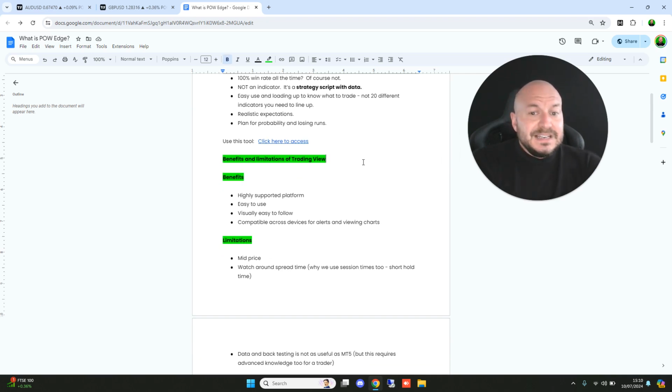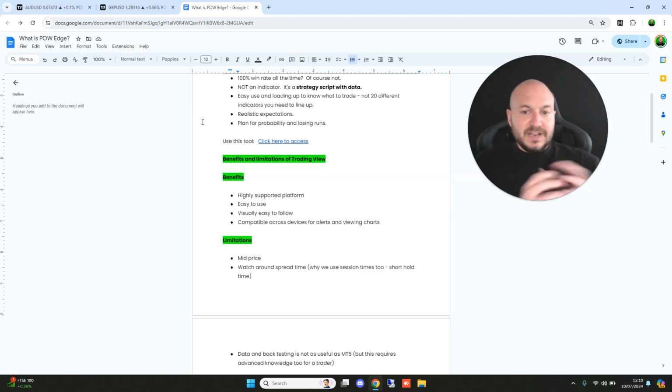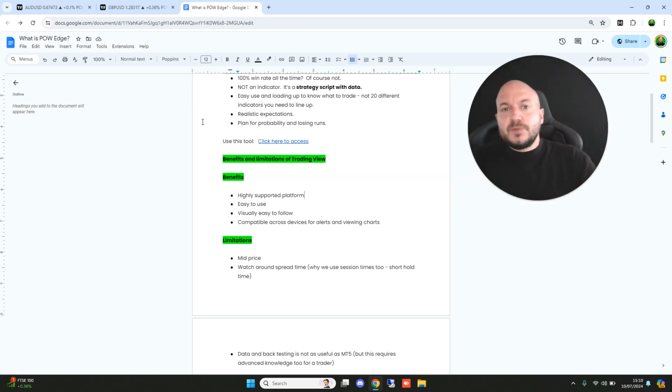So what are the benefits and limitations of TradingView? Now, TradingView is probably now one of the highest supporting platforms out there. You can trade directly in TradingView. You can be out walking the dog, doing the school run, and TradingView works on your mobile. It's really easy to use. You also don't need to have the premium plan or the extra plans to use our strategies. You can do it on the free one. You will get some ads crop up. It's visually easy to follow.